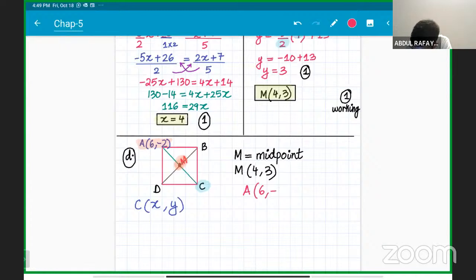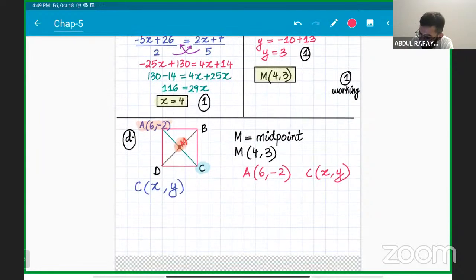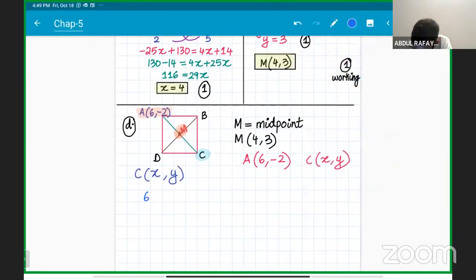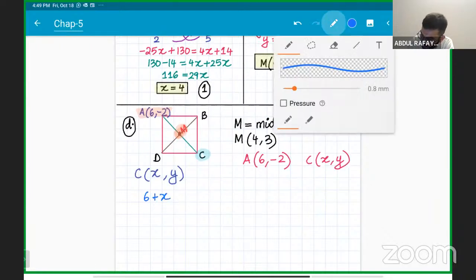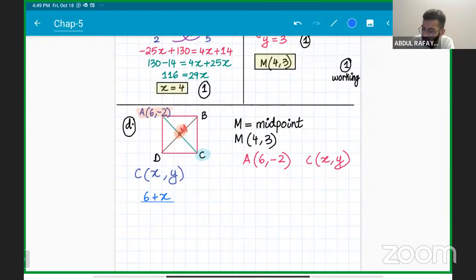A coordinates are 6 comma minus 2. C coordinate is x comma y. How do you find the midpoint, students? It is basically x1 plus x2, so 6 plus x divided by 2. That is the midpoint formula, right? Add both the x values. And how do you find the y? Minus 2 plus y divided by 2. That is basically the y coordinate.